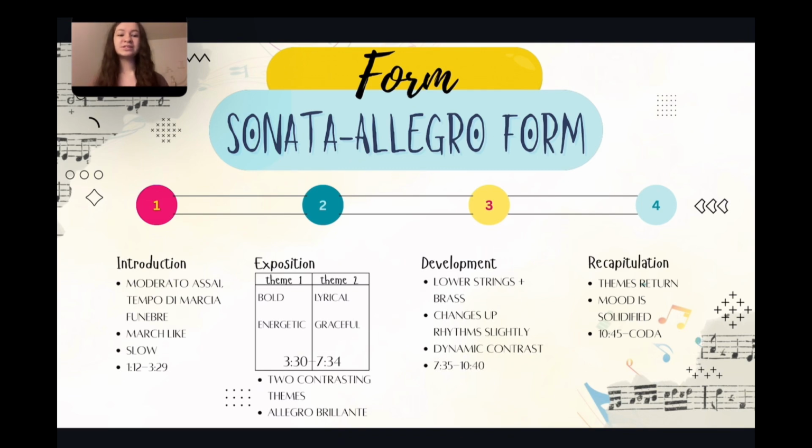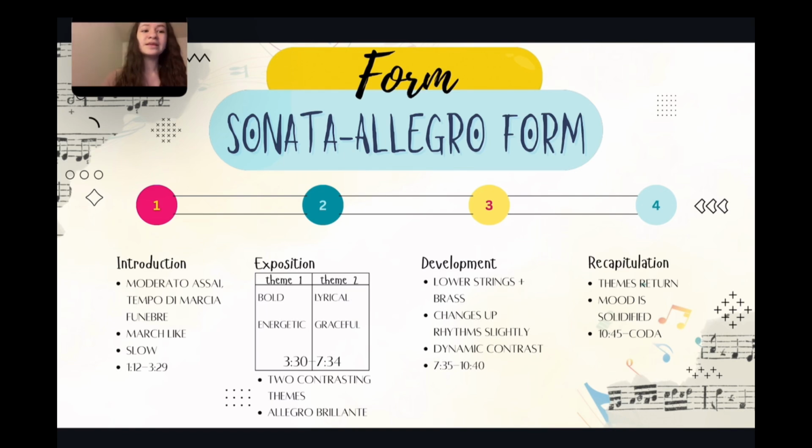The exposition doesn't start until the allegro brillante, between timestamps of 3:30 to 7:34, and there the 2 contrasting themes are seen and heard, and the first one is very bold and energetic, while the second one is very lyrical and graceful, as a lot more legato notes are getting passed.